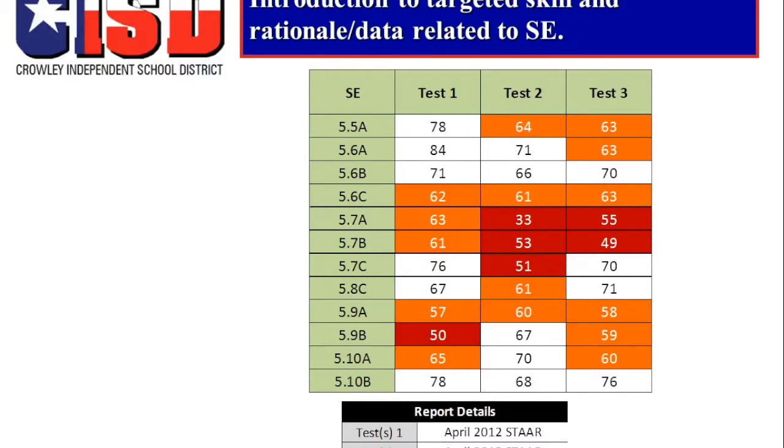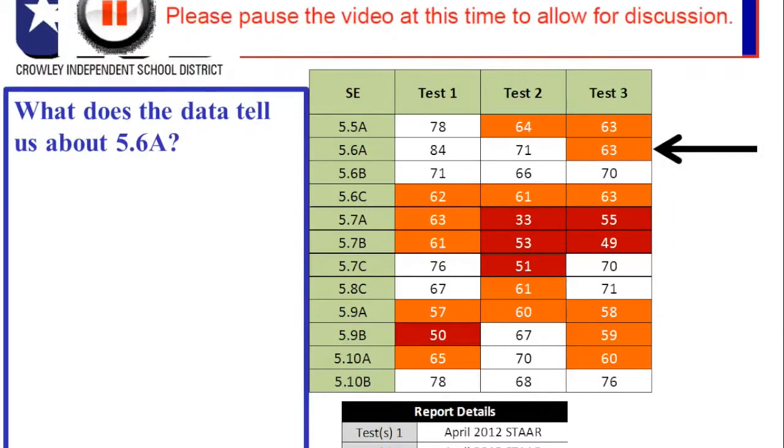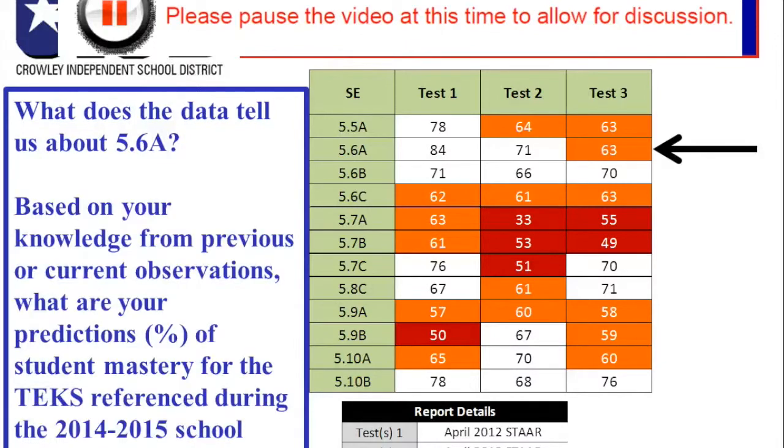For the first 6 weeks, the curriculum preview will target 5.6a. Based on the heat map displayed, please pause and discuss. What does the data tell us about 5.6a? I chose this particular SE based on heat map data that shows a significant decline in test scores over the last 3 years. Based on your knowledge from previous or current observations, what are your predictions for the percent of student mastery for the TEKS referenced during the 14-15 school year?